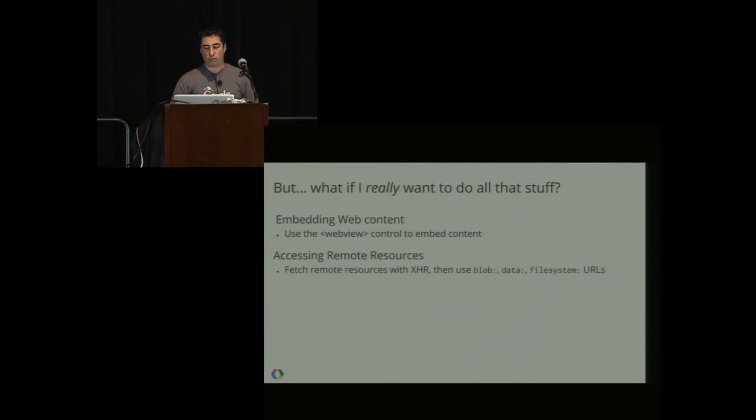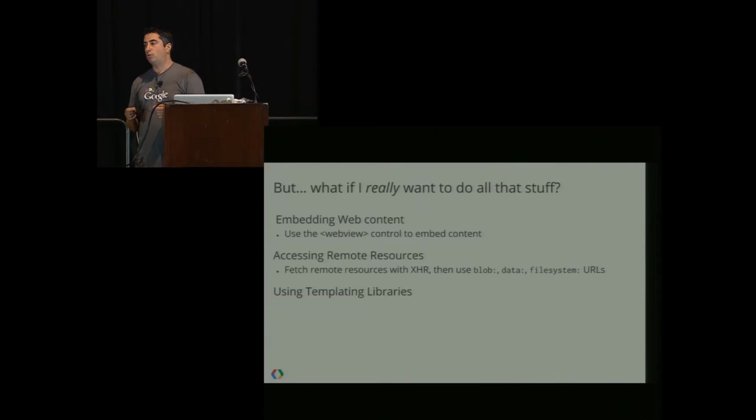So for accessing remote resources, we provide a framework for this. You can use XHR to go get resources from the internet, put them locally in your app's sandbox, and then refer to them using blob or object URLs. And I said earlier, this is a pretty common scenario, so we have a JavaScript library that's open source to do this. It's on our GitHub.